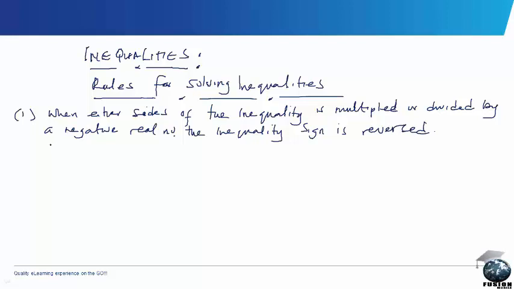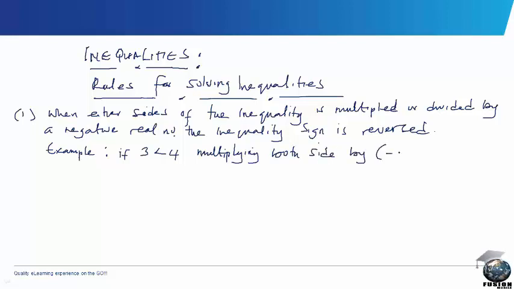So for example, what we are talking about here is that if you are given that 3 is less than 4, which is logically correct, multiplying both sides by a negative or minus sign will cause the inequality sign to change, and then we have minus 3 is greater than minus 4.